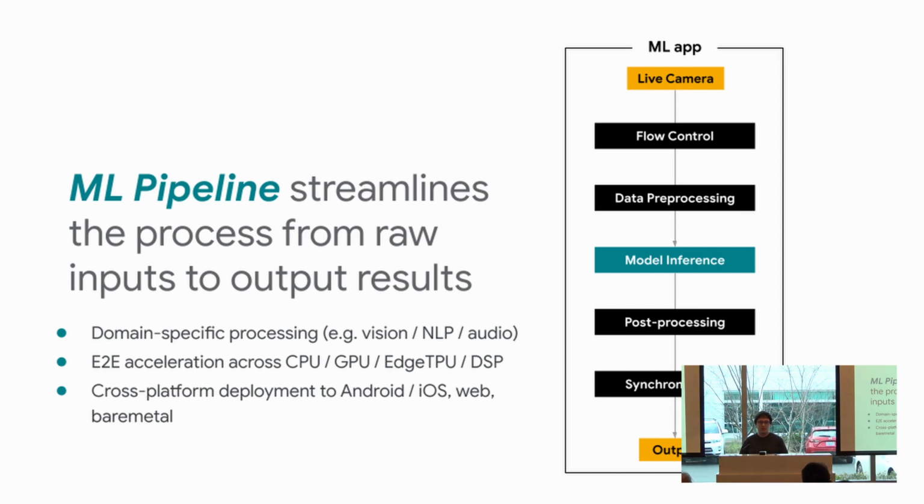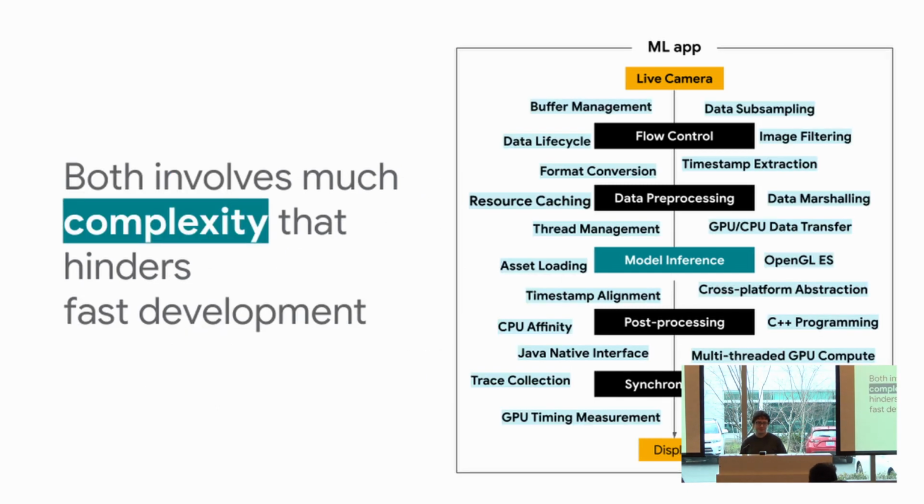So this is going to be your domain-specific pre-processing, such as resizing and rotating images, end-to-end pipeline acceleration for improving performance on your models, and then ways to deploy those models across multiple platforms, including Android, iOS, web, and all that fun stuff, which itself is kind of complicated just to make it work across different platforms.